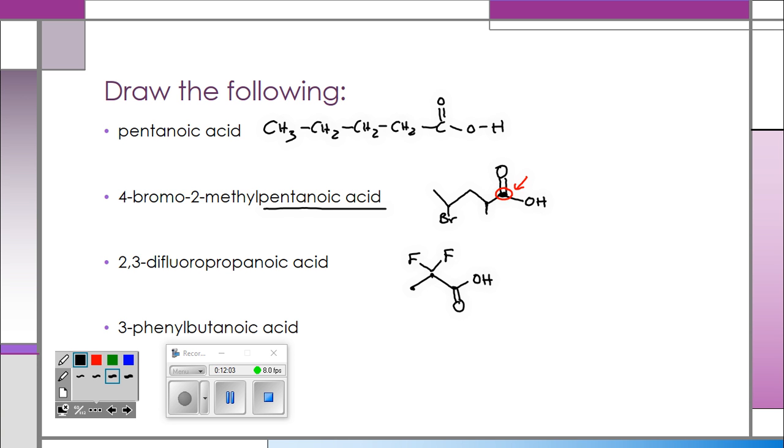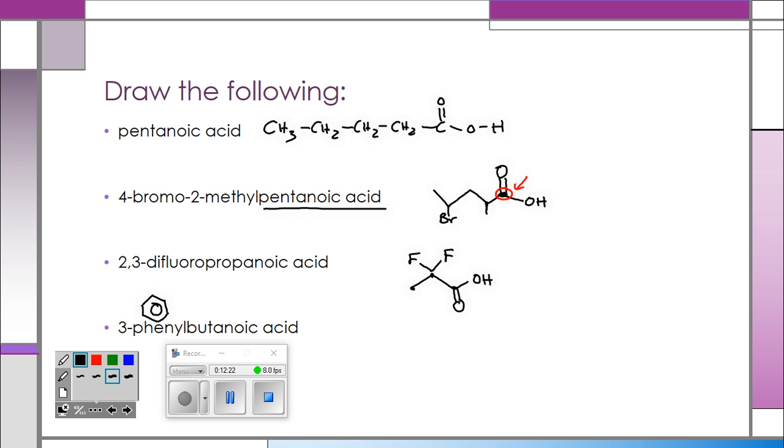Now the last one has a phenyl side group, which hopefully you'll remember means you have benzene as a side group. Here, benzene is the side group because the carboxylic acid is a more important functional group, so it gets to be the main chain.